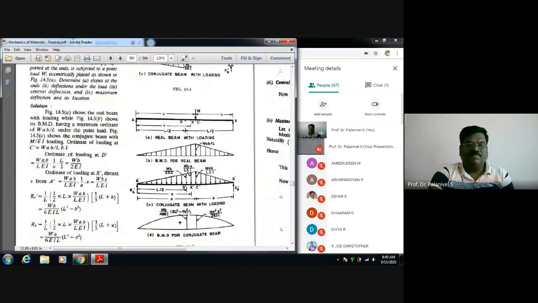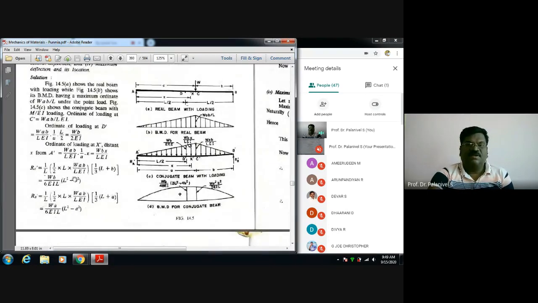Next we will see another problem. This is with the notation. Already we have done this kind of problem in the moment area method. Okay, so a simply supported beam subject to a point load. So a bending moment diagram, BMD, is drawn. M by EI diagram is drawn. Okay, that is, the conjugate beam is drawn. With the help of this, with the notation, it has been discussed.